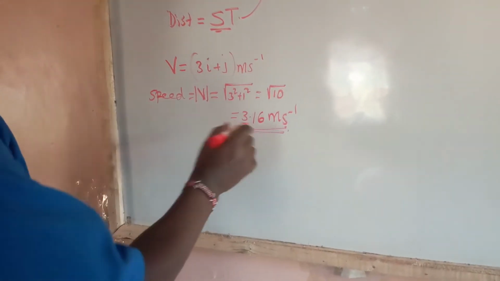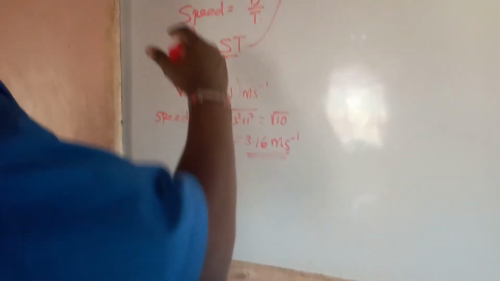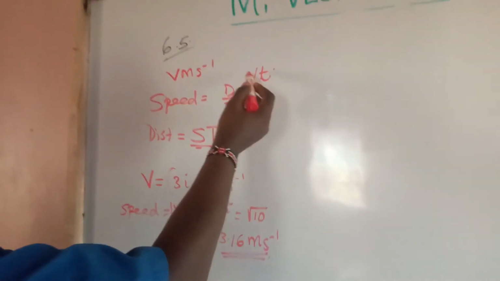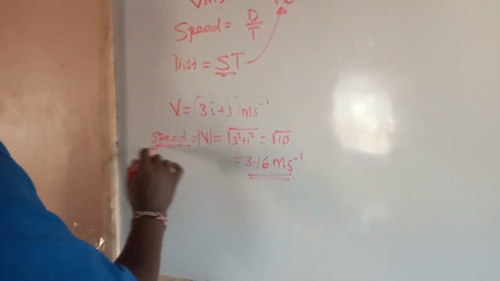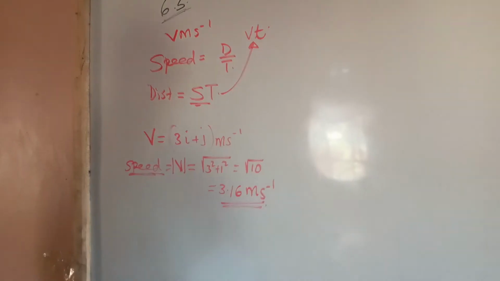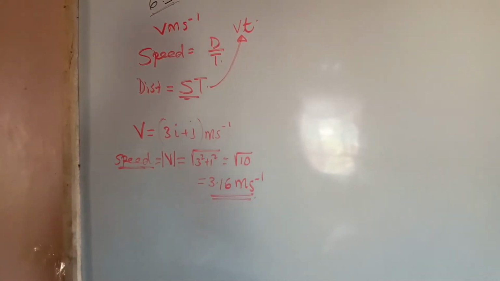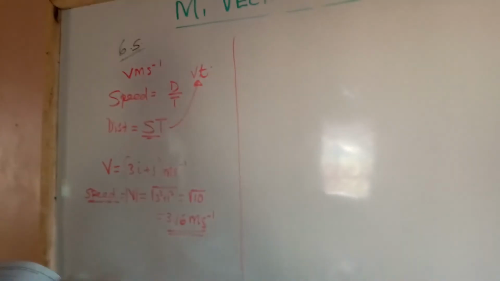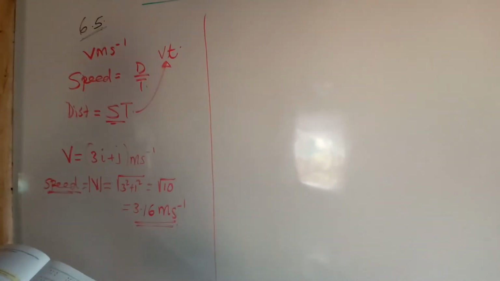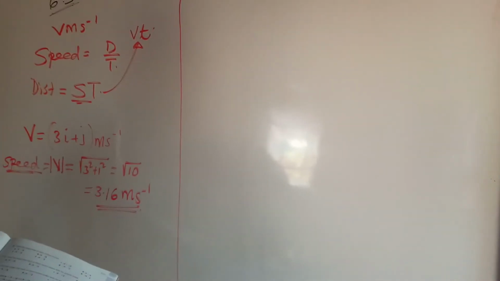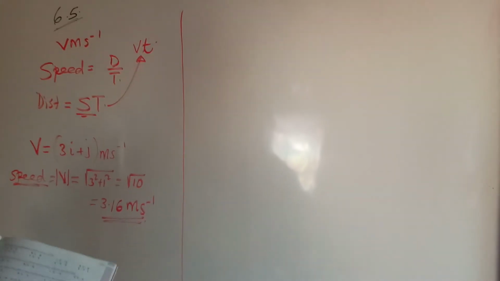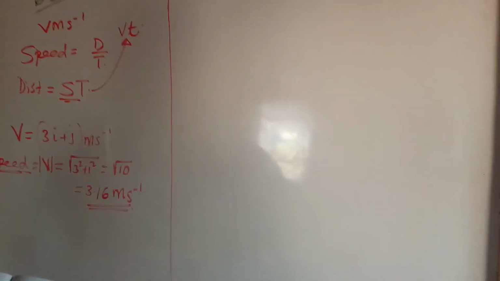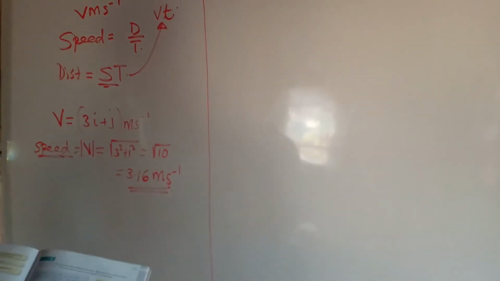Remember, speed is just speed, but velocity is speed in a specific direction. That is why velocity is a vector quantity and speed is a scalar quantity, because it lacks direction. Part B of the question is telling us: find the distance moved every 4 seconds.